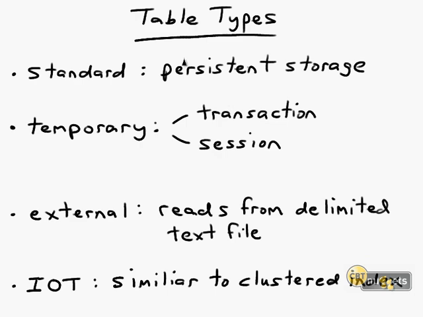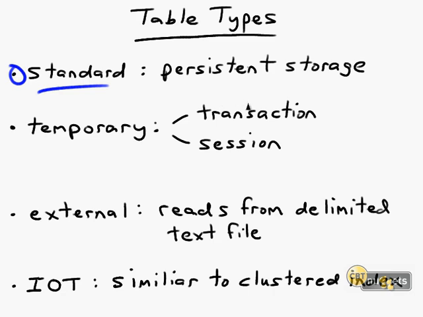Table types. Because I think I've hammered home how fundamental and important tables are to any relational database system, but in particular Oracle Database 11g, it should make sense that we have more than one table type from which to choose in Oracle Database 11g. Now, of these four table types, the one we're going to focus on in this nugget is the standard table.